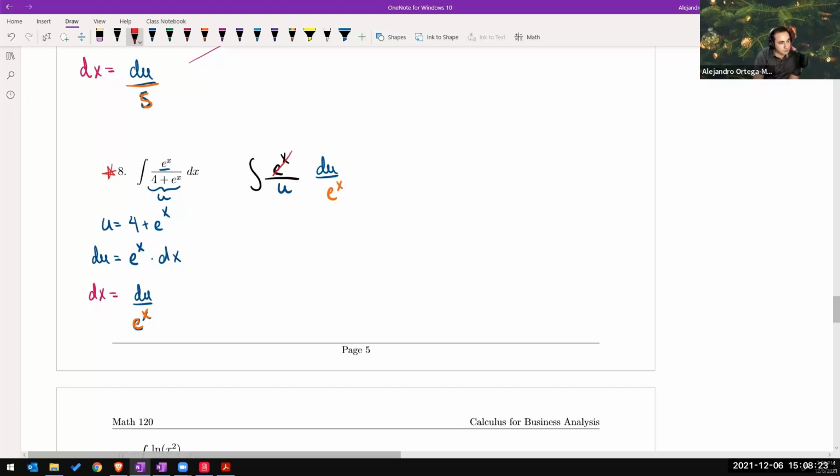Once more, we can cancel them out. So we're left with the integral of 1 over u du, which is the ln of the absolute value of u plus c. And at this point, we are pretty much done. All that we need to do is replace the u. We're going to get the ln of the absolute value of 4 plus e to the x plus c.